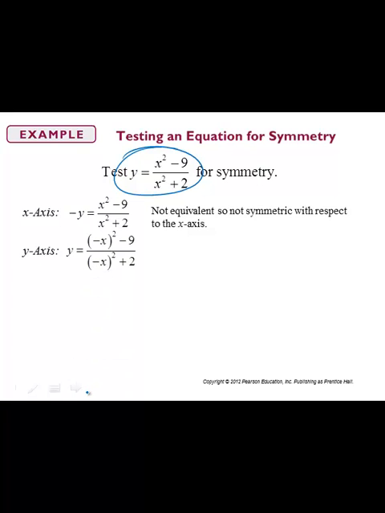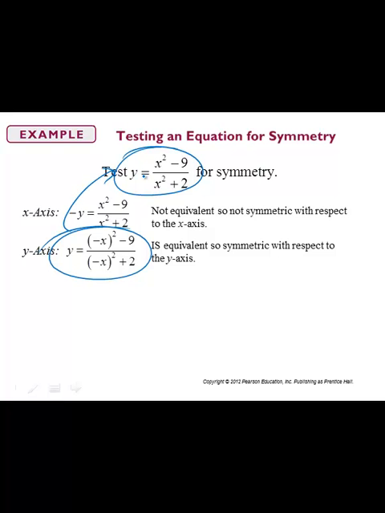Now let's test for symmetry with respect to the y-axis. Replace x by negative x and simplify. Now negative x squared is x squared, both in the top and the bottom, so you really do get the same equation, because this equation here is exactly the same as the original one. So this tells us that the graph for this function will be symmetric with respect to the y-axis.